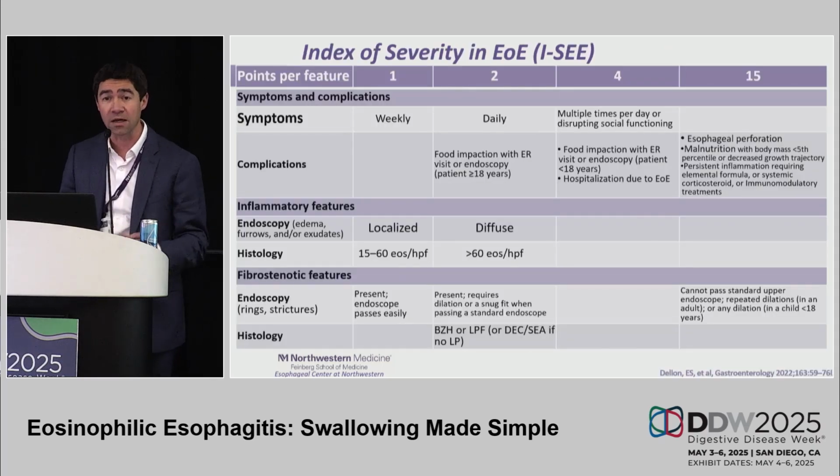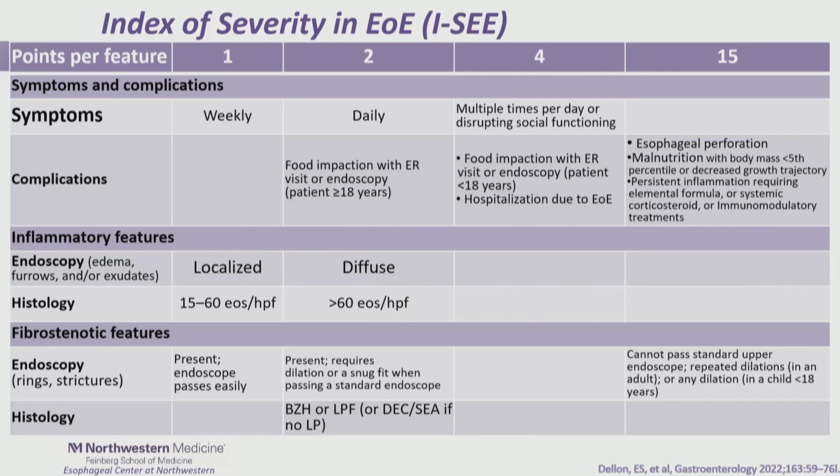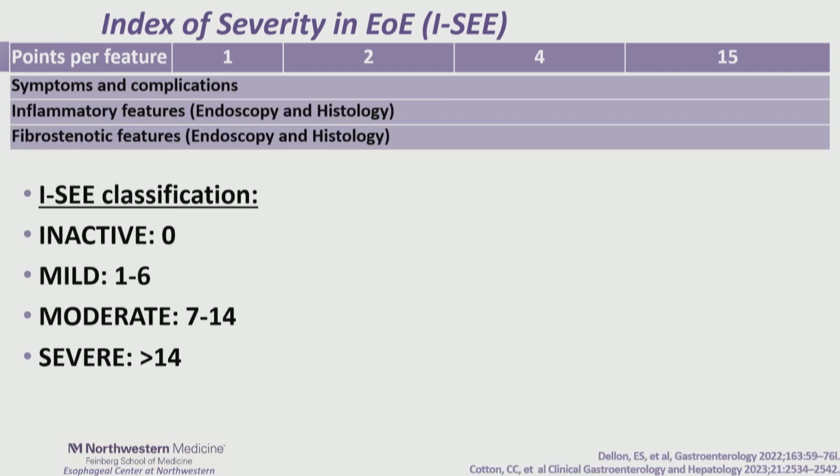Now, recently a composite score has been introduced called the Index of Severity in EOE, or the I-SEE, and it brings these features together, bringing symptoms and complications, bringing inflammatory features that are identified both on endoscopy and histology, but also bringing in these fibrostenotic features, also from endoscopy and histology. And this can be scored and actually supplemented by an app that is available for download and use on your phone. But using this score, the I-SEE can actually classify patients into these four categories of inactive, mild, moderate, or severe disease.